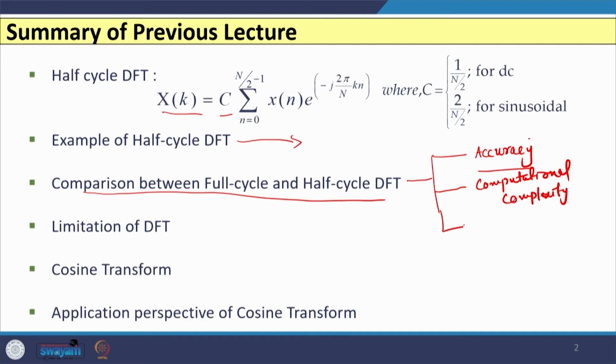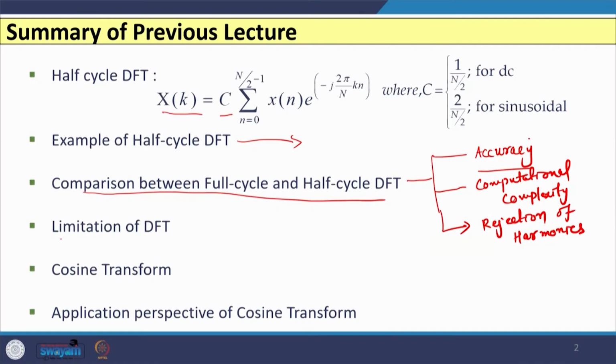And the third thing is the rejection of harmonics. This is also an important parameter for comparison. We have discussed that if we consider the full cycle DFT, then this algorithm is capable of rejecting both even as well as odd harmonics, whereas half cycle DFT is not capable of rejecting even harmonics. So, this we have discussed.